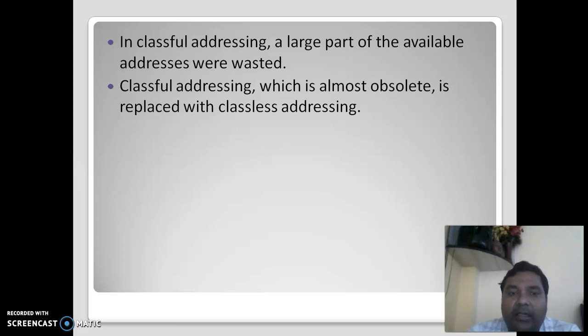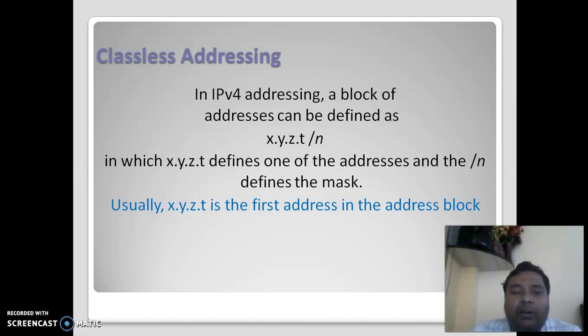In classful IP addressing, a large part of the available addresses was wasted. Classful addressing, which is almost obsolete, is replaced with classless addressing. Now we talk about classless addressing. In classless addressing, the address is represented as x.y.z.t similar to classful addressing, but with /n, where /n is called the CIDR notation. Usually x.y.z.t is the first address in the address block.